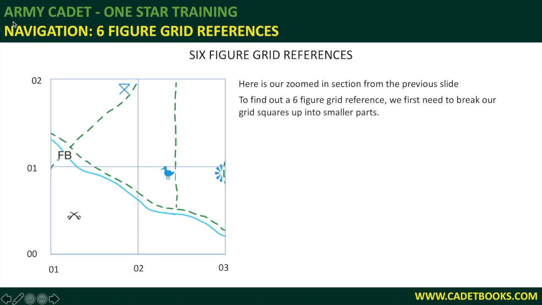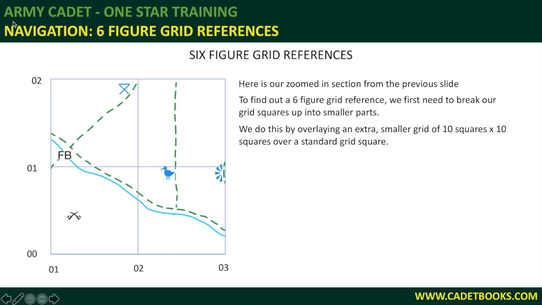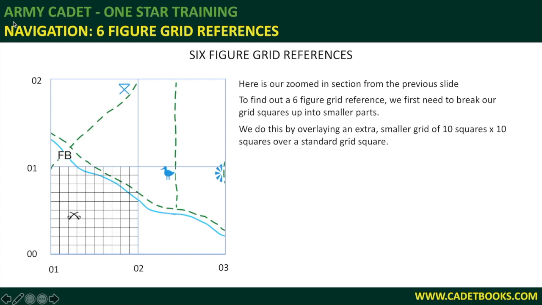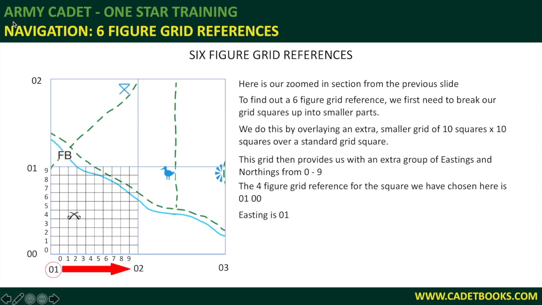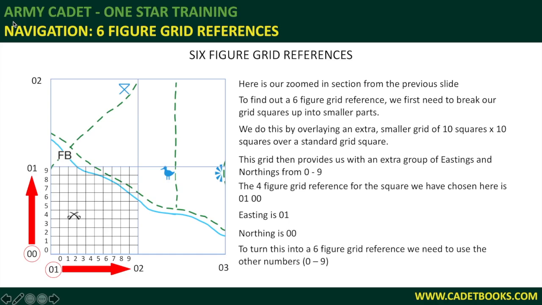To find out a 6-figure grid reference, we first need to break our grid squares up into smaller parts. We do this by overlaying an extra smaller grid of 10 squares by 10 squares over a standard grid square. This grid then provides us with an extra group of eastings and northings from 0 to 9. The 4-figure grid reference for the square we have chosen here is 0100. Easting is 01, northing is 00. To turn this into a 6-figure grid reference, we need to use the other numbers 0 to 9.